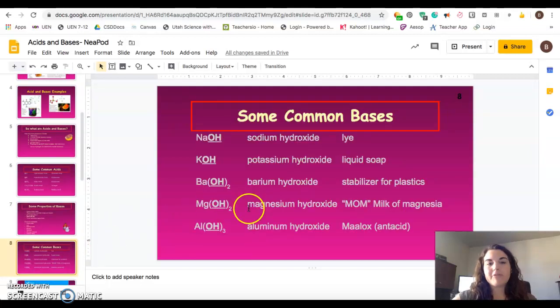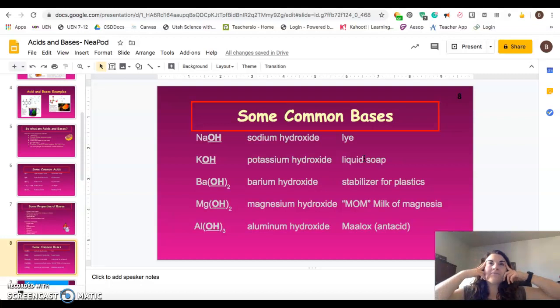Now here are some fancy names for bases. We have sodium hydroxide. This is a fancy name for lye. Potassium hydroxide. This is your liquid soap. Now it's not super, super basic. It's not going to hurt your hands and stuff like that, but we do use water to wash it off. We have barium hydroxide, that's a stabilizer for plastics. We have magnesium hydroxide, that's milk of magnesia. You can actually buy this in grocery stores, and some people use that for indigestion. Interesting. And then we have aluminum hydroxide, which is an antacid.